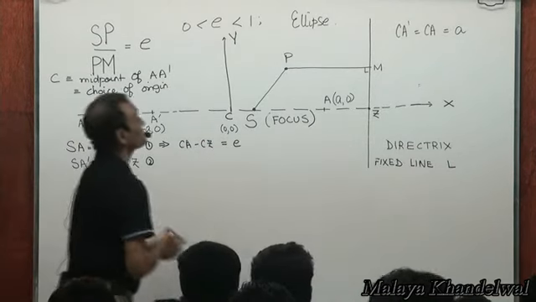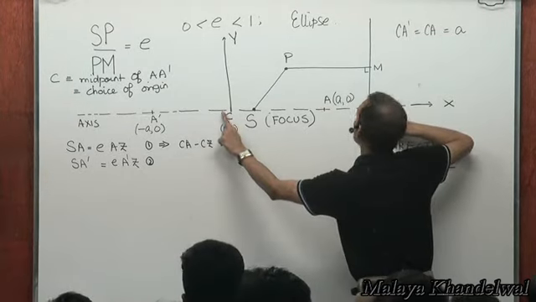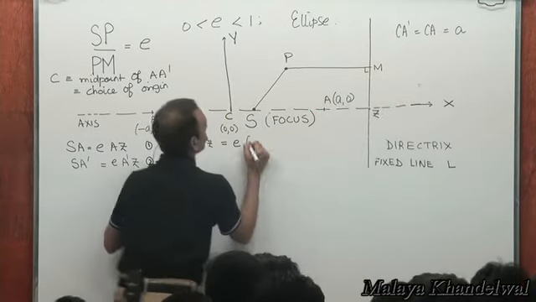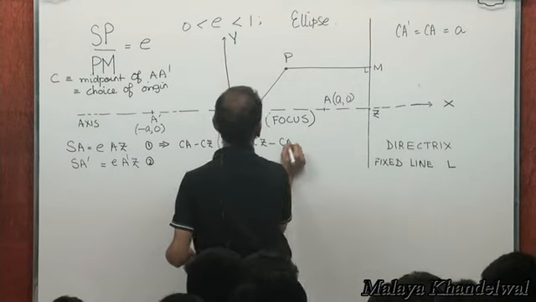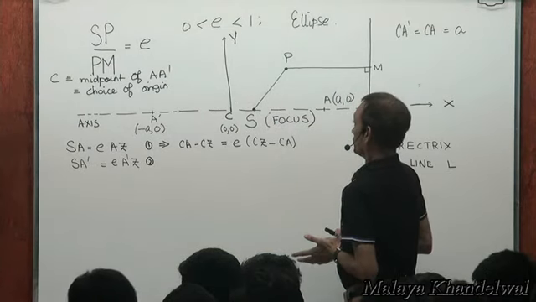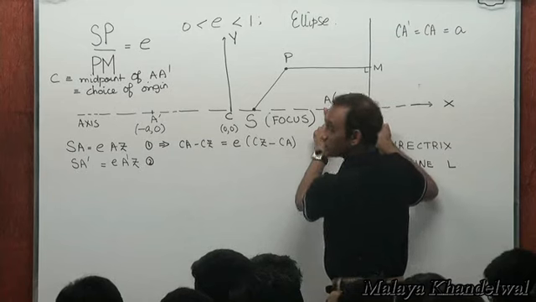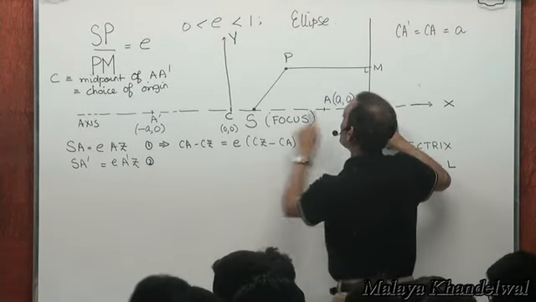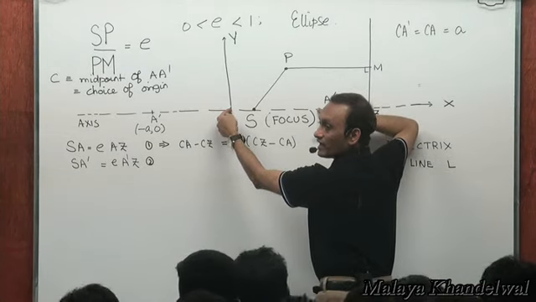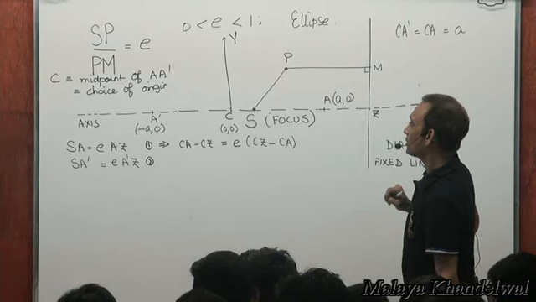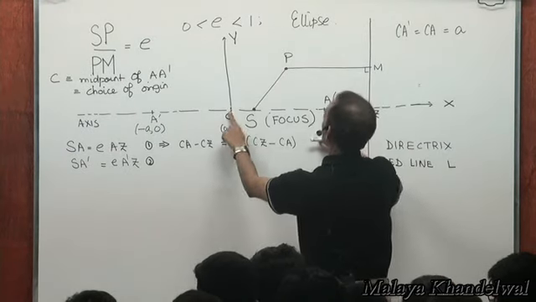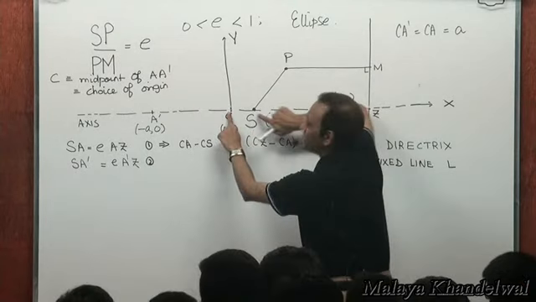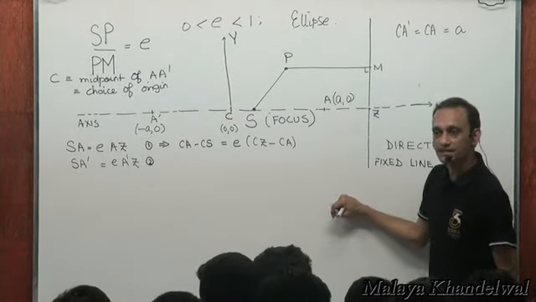SA is e times AZ. AZ is this, which is CZ minus CA. CZ minus CA, yes or no? I need AZ, right? AZ would be this length, which is CZ minus CA. Is there an issue? Oh, SA is CA minus CS. Sorry, that was a typo. Yes, SA is CA minus CS. I'm so sorry about that.